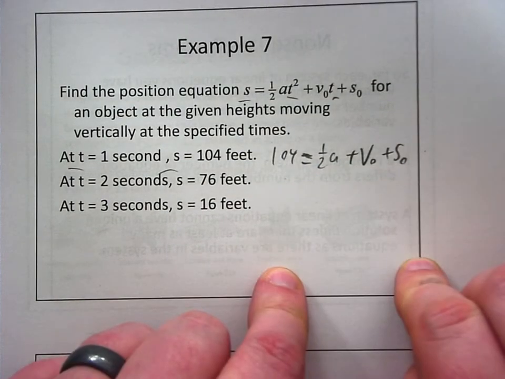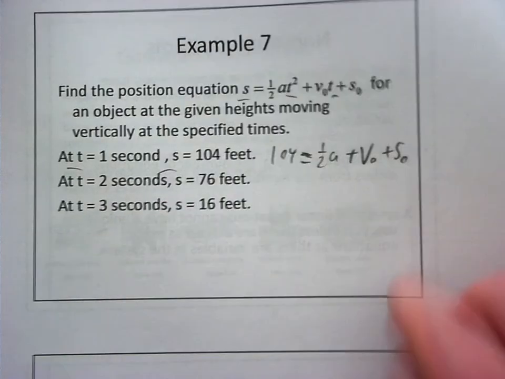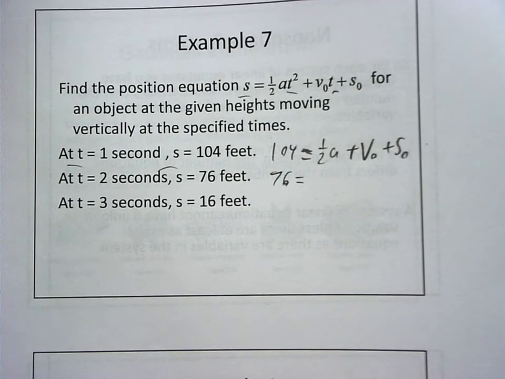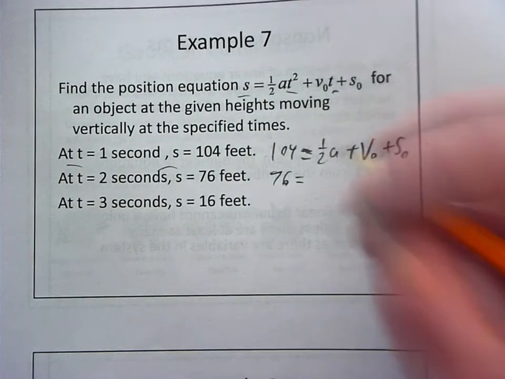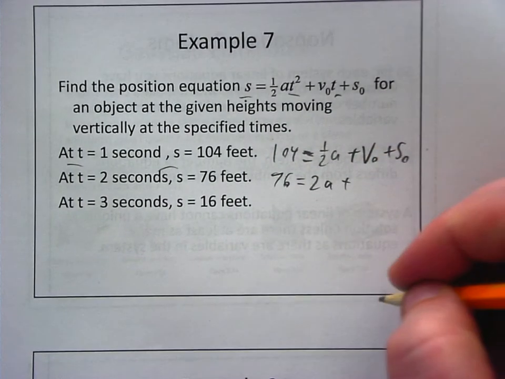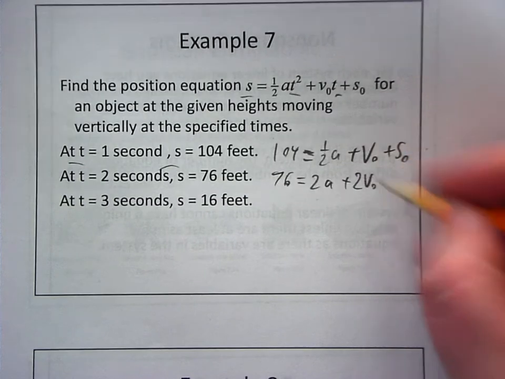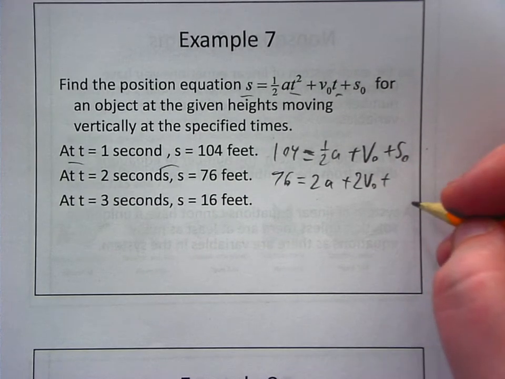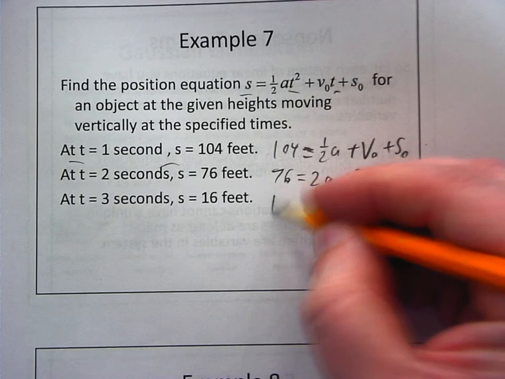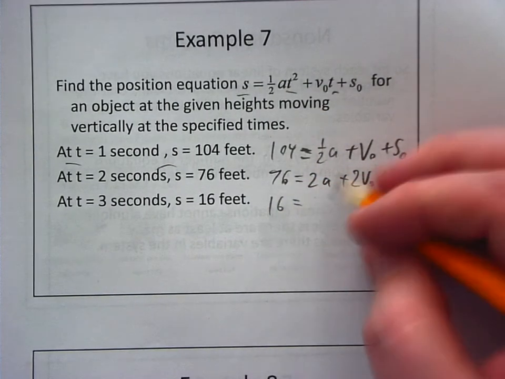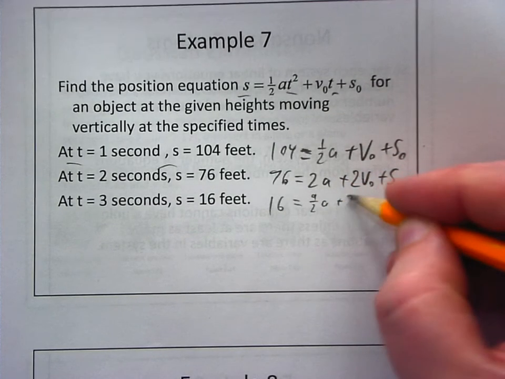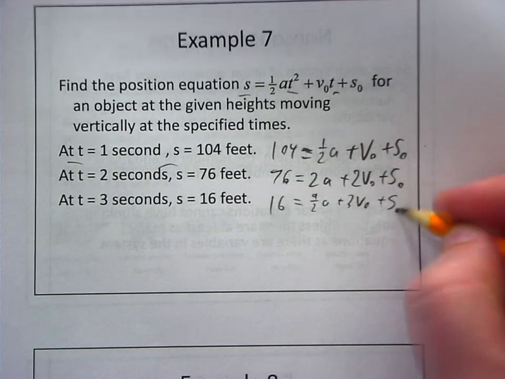And you're going to get 3 of these equations. So then do the same thing with the next one. I'm going to have 76 is equal to what? 2a. So you take 2 squared and then half of that, plus 2v sub 0 plus s sub 0. Then you do the same thing for the next one. 16 feet off the ground at 3 seconds. 3 squared and a half is 9 halves, plus 3v sub 0 plus s sub 0.